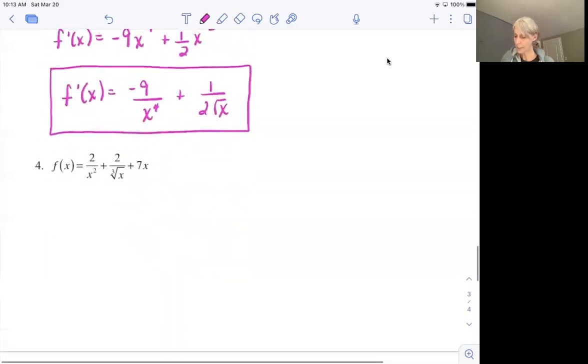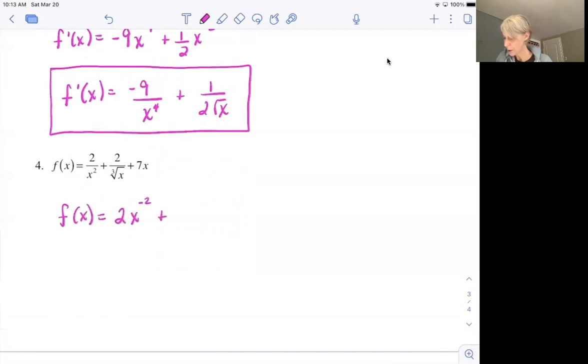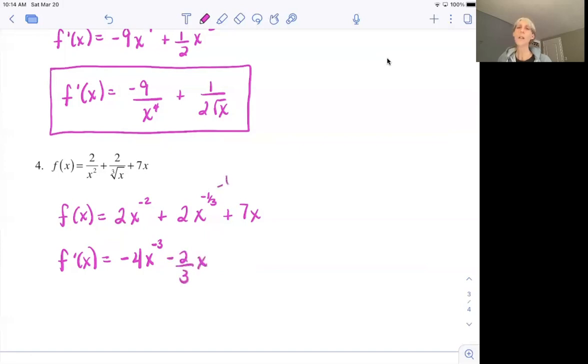Let's look at one more example together. Rewrite, don't forget that rewrite step, it's critical. 2x to the negative 1/3 plus 7x. Now I'm going to take the derivative of each term. Negative 4x to the negative 1/3. Negative 1/3 times 2 is negative 2/3. X to the negative 1/3 minus 1, negative 4/3. The derivative of 7x is just 7.